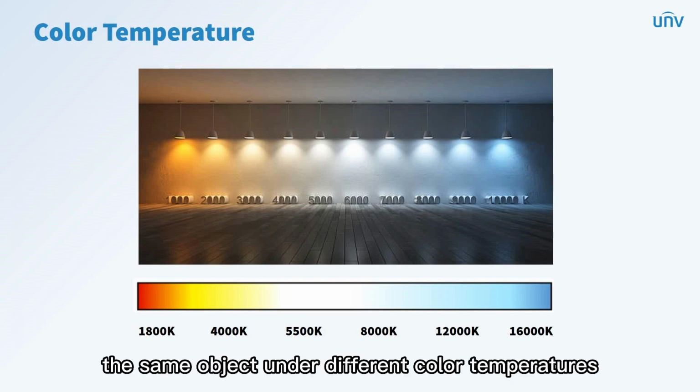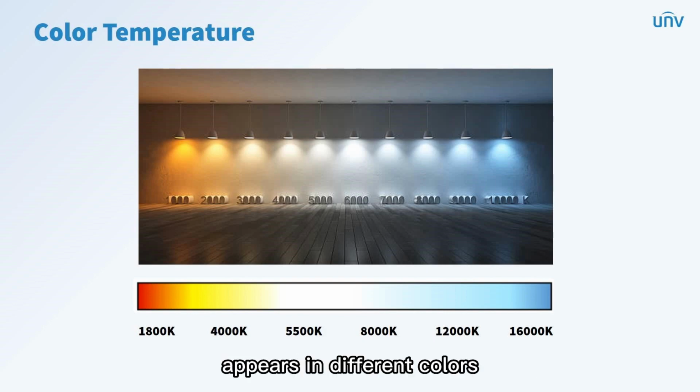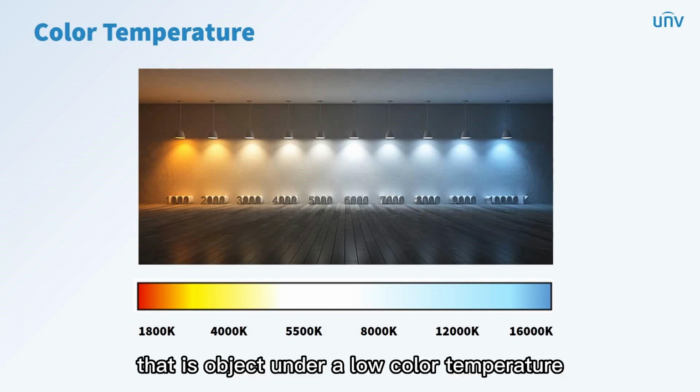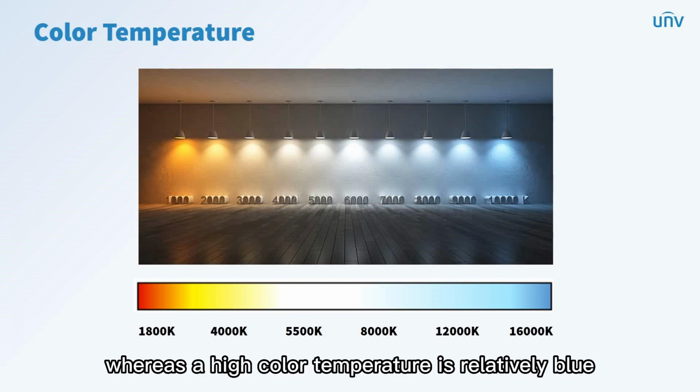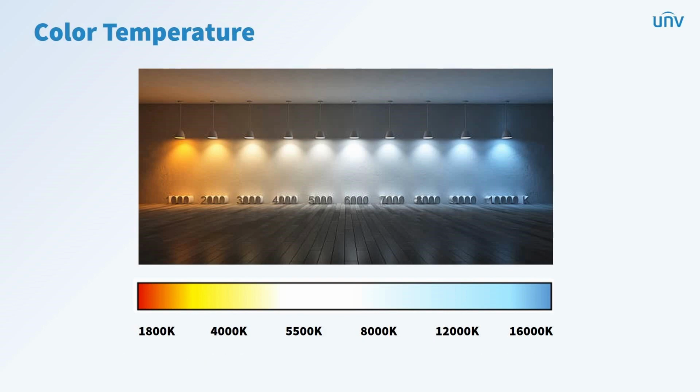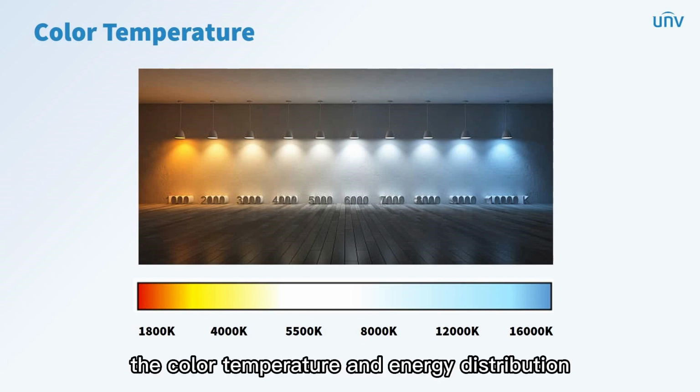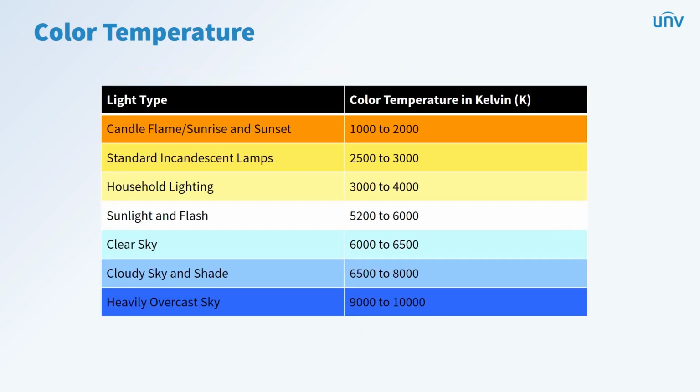The same object under different color temperatures appears in different colors. That is, an object under a low color temperature light source tends to be red, whereas under a high color temperature it is relatively blue. And here is a spectrum below. We can more intuitively see the color temperature and energy distribution.